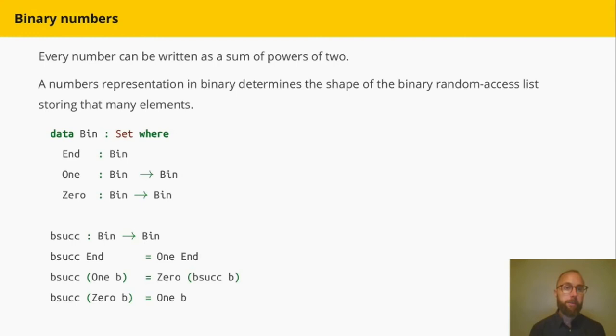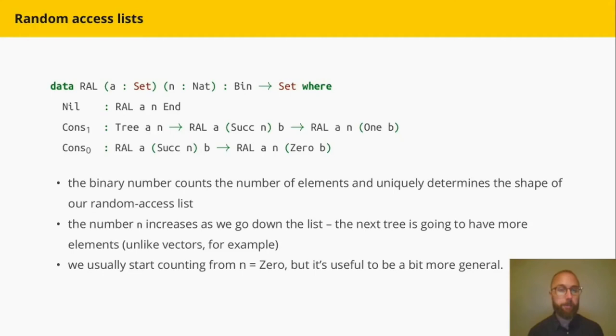So now we can finally define our random access lists. And there are 3 type arguments that you can see here. A type A, corresponding to the type of the value stored in the random access list. The number n, which is the depth of the tree as we're going down. And a binary number, which represents the shape of the random access list, but it also counts the number of elements in this list.